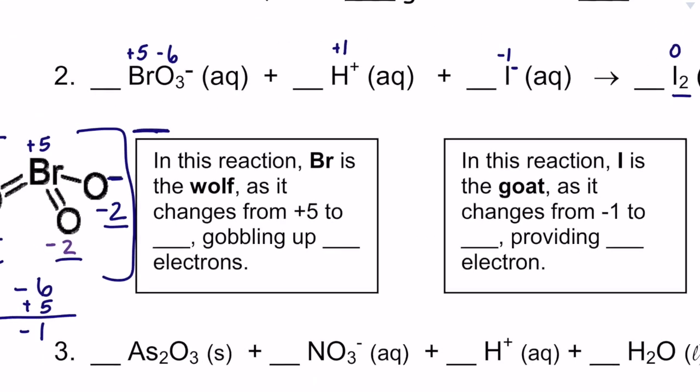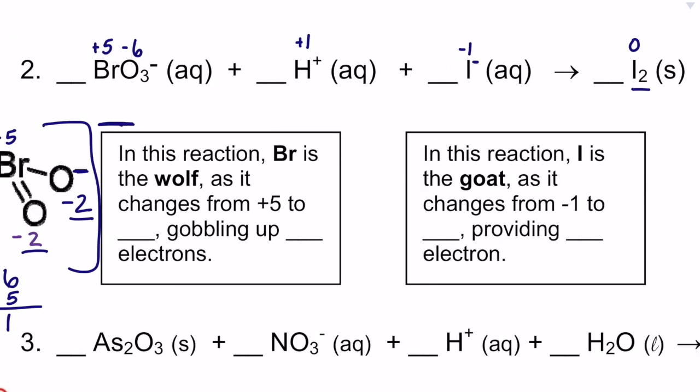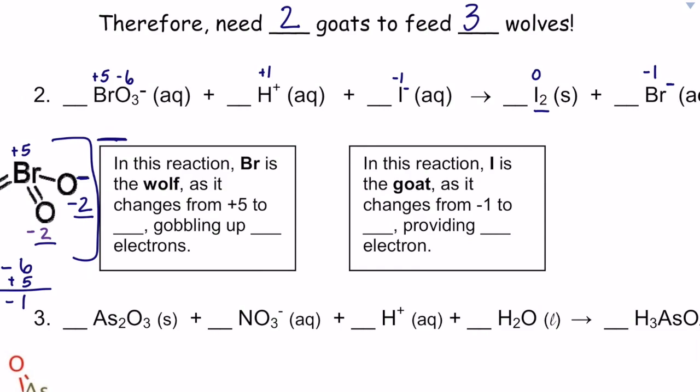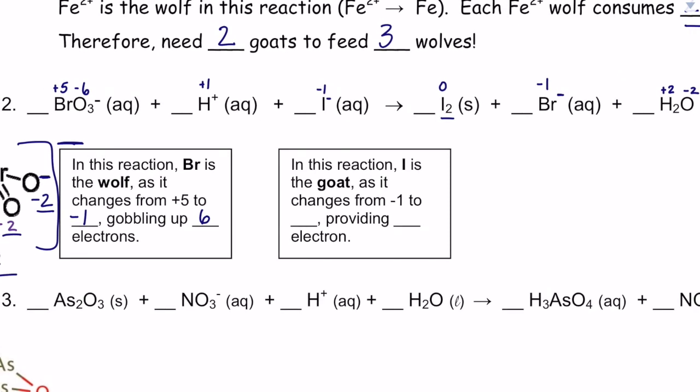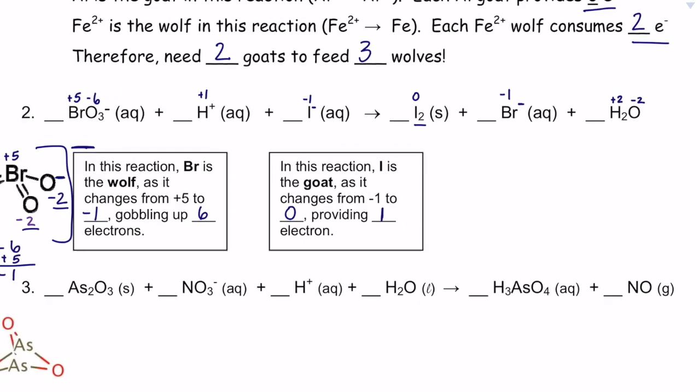So in this reaction, the bromine is the wolf because it's going from +5 to -1. That means it has to take in, or gobble up, 6 electrons in order to go from +5 to -1. And in this reaction, the iodide, or the iodine, is the goat as it changes from -1 to 0, meaning it provides 1 electron in the reaction.